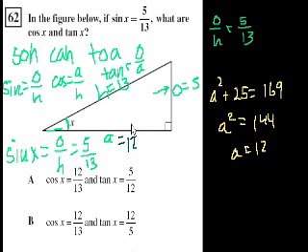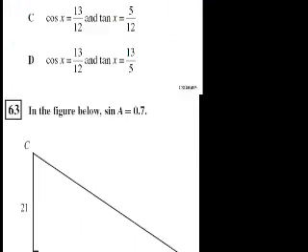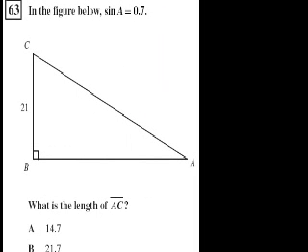So SOHCAHTOA. Cosine of x is equal to the adjacent over the hypotenuse. The adjacent is 12, hypotenuse is 13, so it's equal to 12 over 13. That's the cosine of x. And the tangent of x is equal to opposite over adjacent. TOA, opposite over adjacent. So opposite is 5, adjacent is 12. Equal to 5/12. And let's see what choice that is. That's choice A. Cosine of x is 12/13. Tangent of x is 5/12. Next question. Oh, it looks like they want us to learn a lot of trigonometry and geometry, which is good.